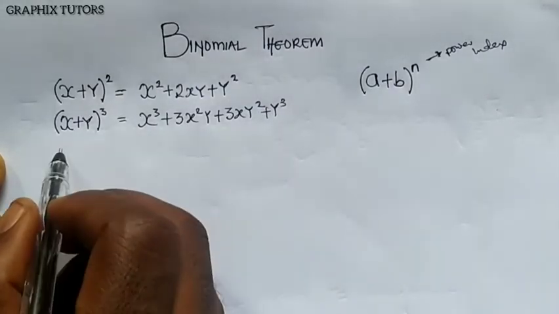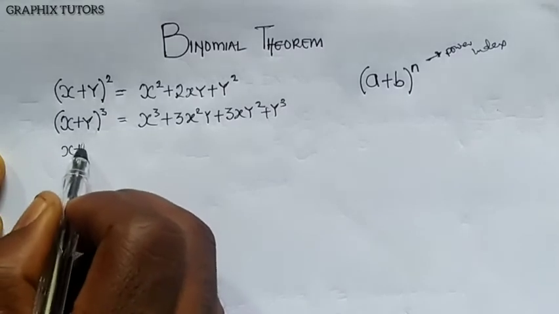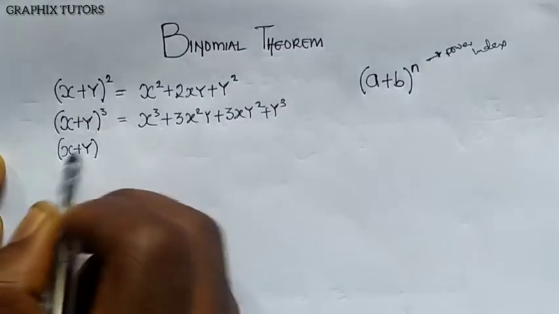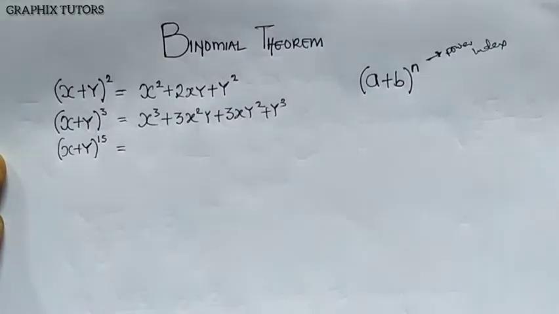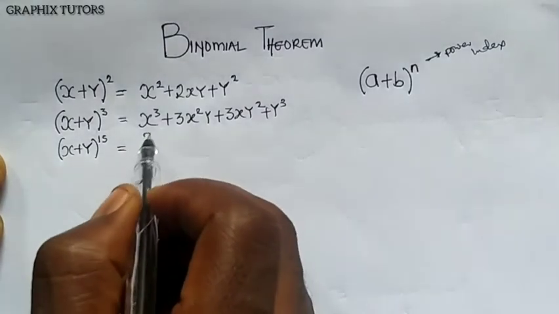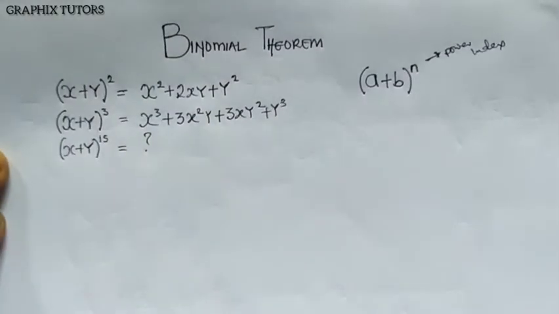What about cases where we have x plus y to the power of 15? You know how problematic this kind of expansion will be. So that is where our binomial expansion, or binomial theorem, comes in. It makes our expansion easier.